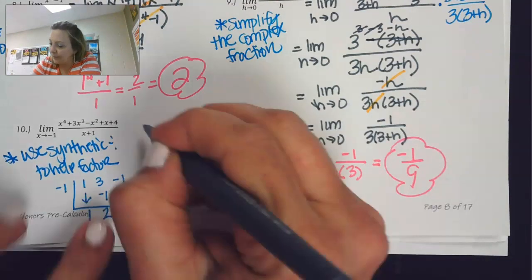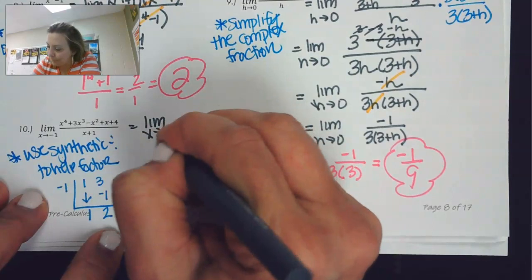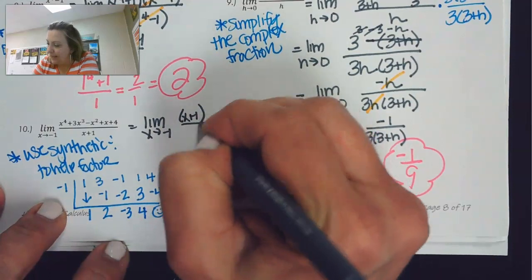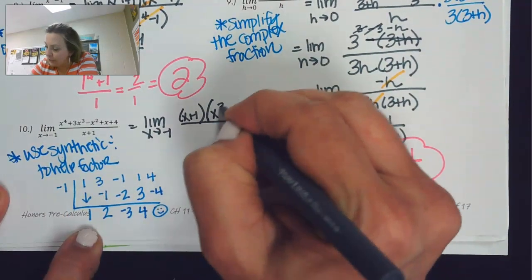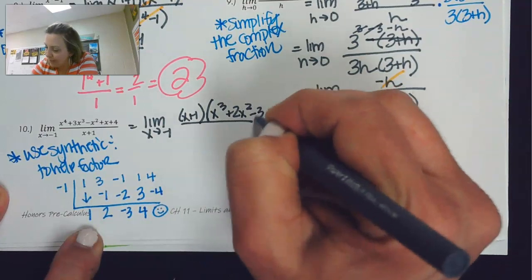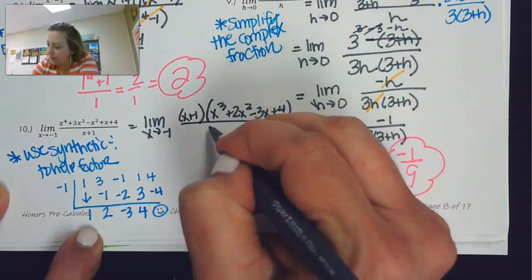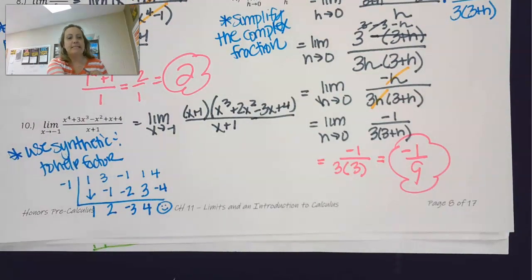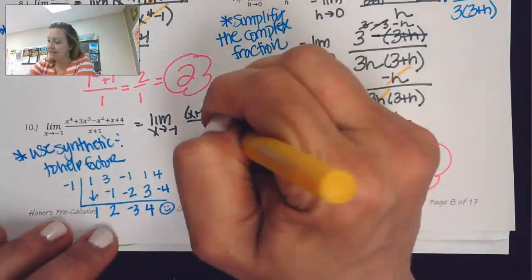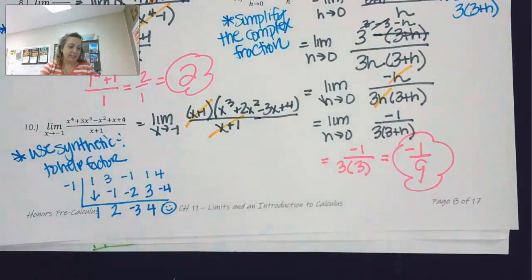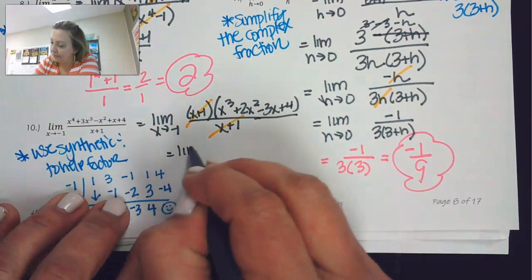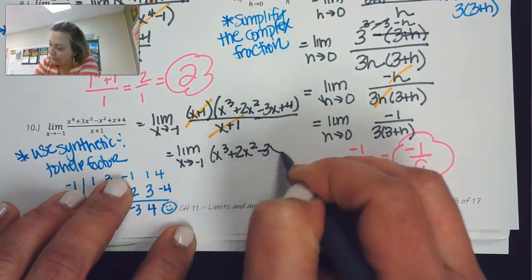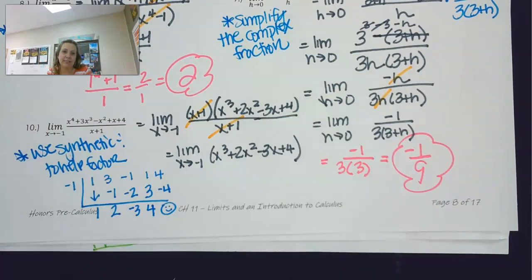So that means that we could rewrite this as the x plus 1, and then we're also left with x cubed plus 2x squared minus 3x plus 4, all over x plus 1. Okay. Because of that, we can just find the limit of x cubed plus 2x squared minus 3x plus 4 as x approaches negative 1.